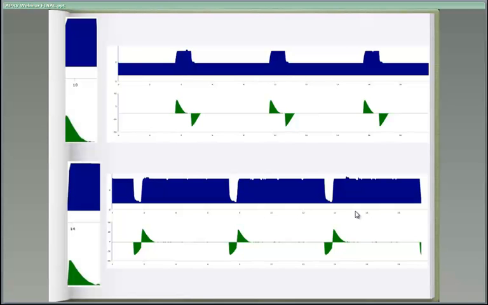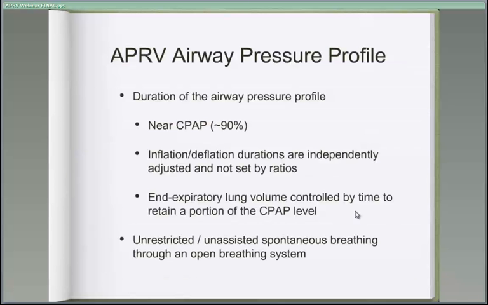So if we look more carefully, this is the difference in the methodology of APRV. We are trying to create almost a near CPAP. In fact, if you look at the cycle time, the CPAP phase is present at least 90% of the time over 1 minute. 90% of the 60 seconds is in the inflation phase. Now, secondly, we don't actually set a rate, even though we produce a rate by adjusting the times for inflation and deflation. So it's independent of a ratio, as would be more typical.